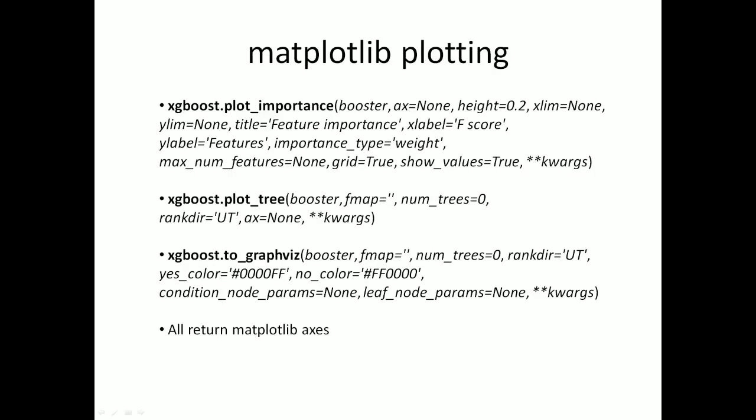XGBoost also includes parts from matplotlib, allowing the user to plot data generated by models. As seen, it includes 3 functions that allow you to plot importance, plot a specified trained booster, or convert a tree into a graphviz instance. All 3 of these return the same data type and can be used for further analysis.